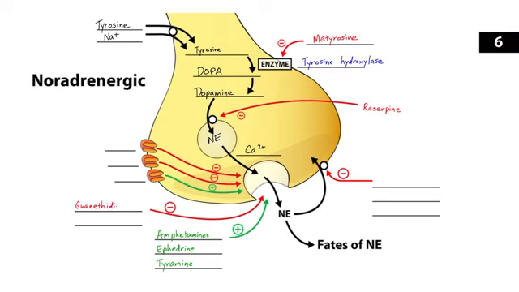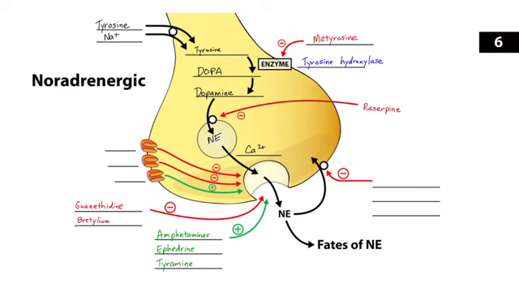Well, the two drugs I want you to know are guanethidine and bretylium. Bretylium is a potassium channel blocker used as an antiarrhythmic for heart rhythm disorders. And one of the things it can do is inhibit the release of norepinephrine vesicles. Now, once the norepinephrine has been released, what can happen to it? What are the fates of norepinephrine?